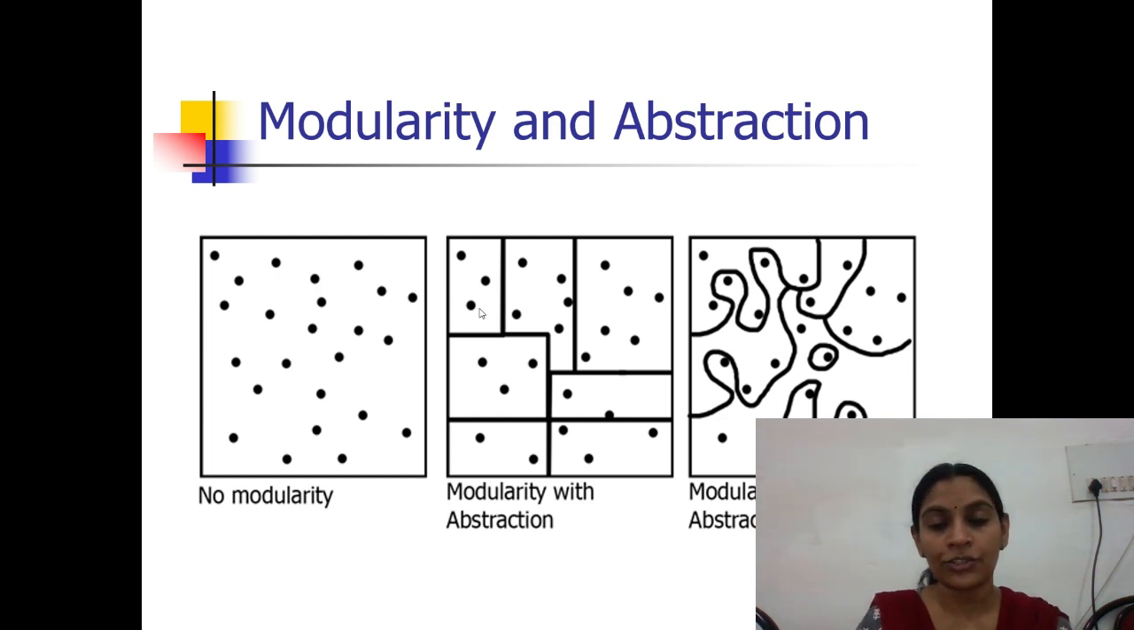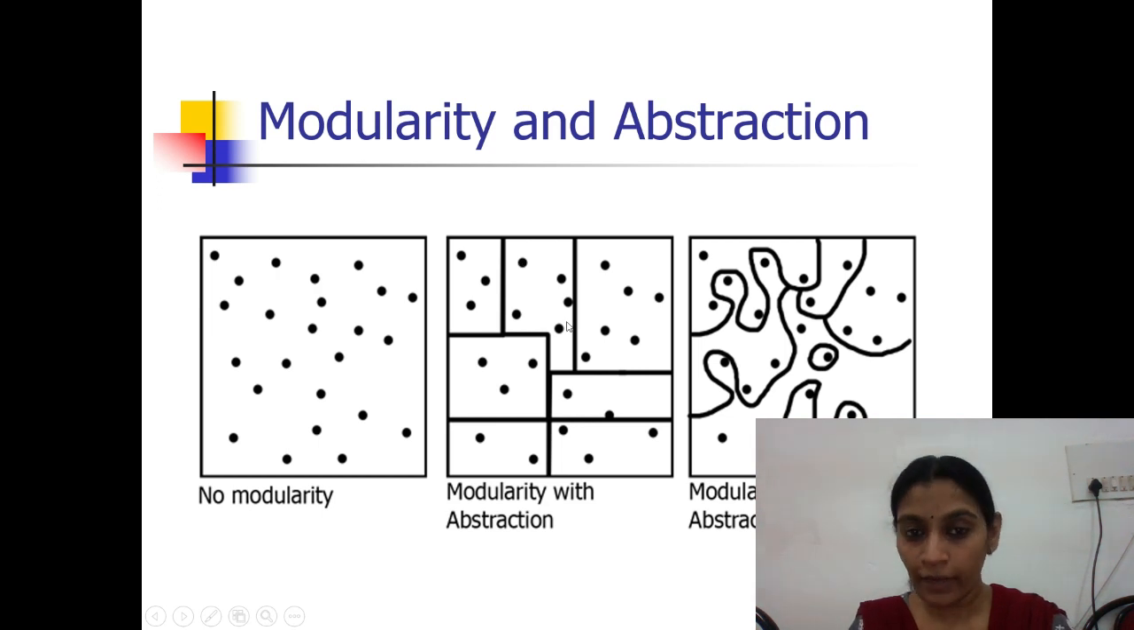So there can be relationship between these components. They'll be communicating with each other. They'll be sharing information between each other. So this is one module. So second module, you can see one, two, three, four, five dots. So these are five different components which is combined together to form your second module, and like that it goes on. So this is modularity with abstraction.